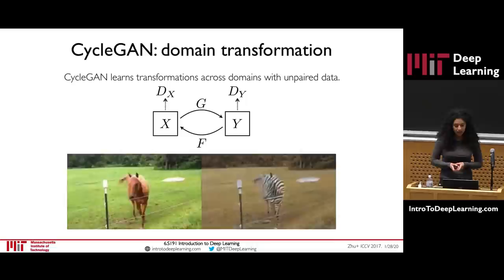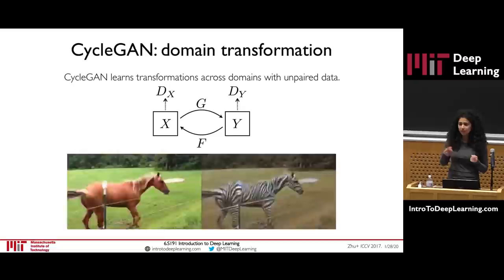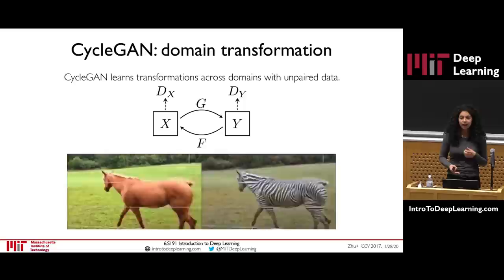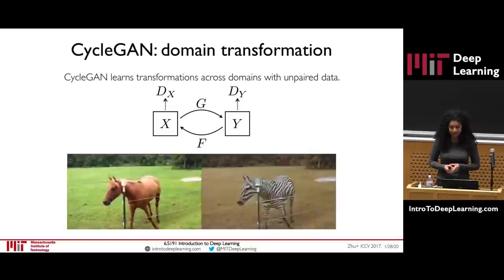And so the way this CycleGAN is trained is by using a cyclic loss term, where if we go from domain X to domain Y, we can then take the result and go back from domain Y to domain X, and we have two generators and two discriminators that are working at the same time.